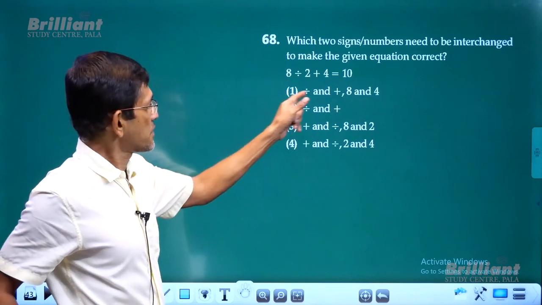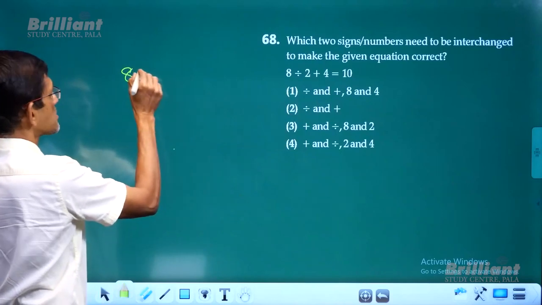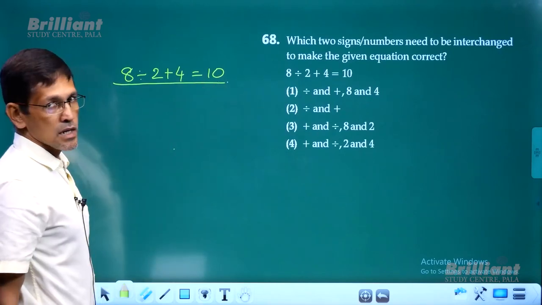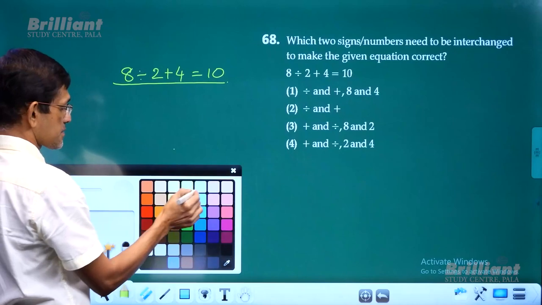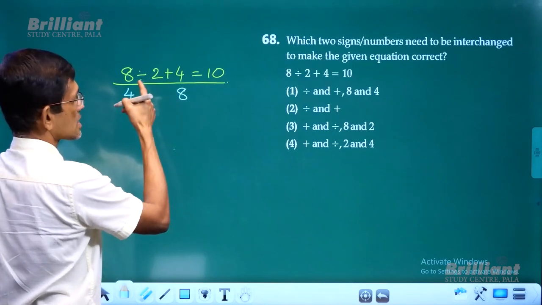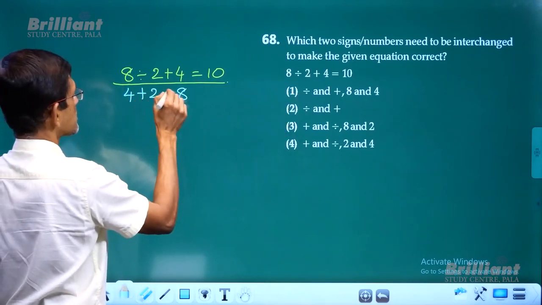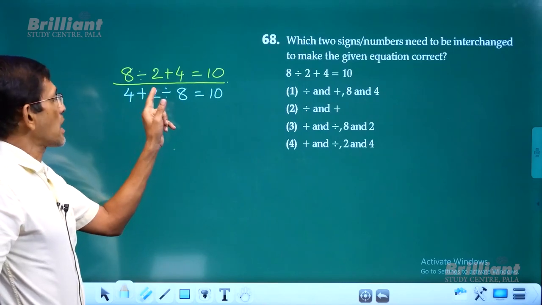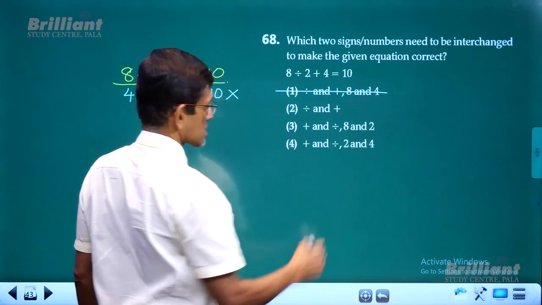So let's start from the first answer choice. 8 divided by 2 plus 4 is equal to 10, that's the original equation. Now we are trying answer choice 1. 8 and 4 must be replaced, so instead of 8, we need to have 4 here, and in the place of 4, 8 must be there. And the symbols must be replaced as well, so plus must be here and divided by must be here, equal 10. When you apply the math, 2 by 8 is 1 by 4. So 4 plus 1 by 4 is equal to 10. Cannot be the case. So the first one cannot be the correct answer.